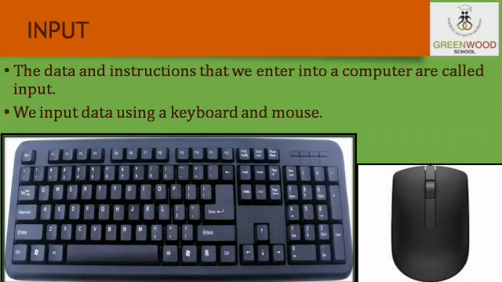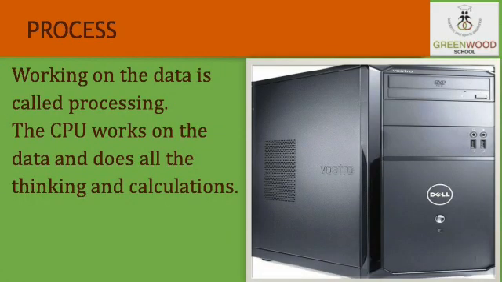What is input? The data and instructions that we enter into a computer are called input. We input data using a keyboard and mouse. Working on the data is called processing. The CPU works on the data and does all the thinking and calculations. So the CPU is the brain of a computer.